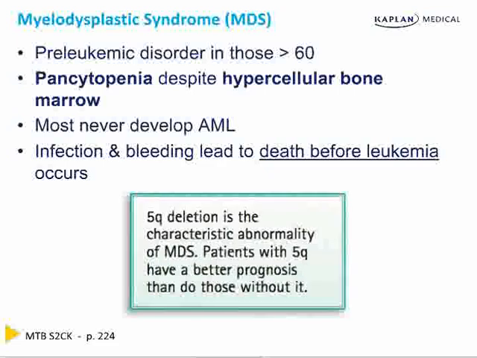syndrome. There is a very important genetic defect called a 5q deletion. This is the most characteristic abnormality of MDS, and patients with 5q actually have a better prognosis than those who do without it. And that's because there's more to block. But MDS, older person, hypercellular, some go on to AML, most bleed and die of infection before they get there.